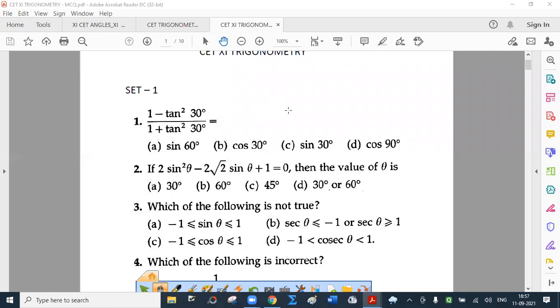Now set 1, first one: 1 minus tan square 30 degree upon 1 plus tan square 30 degree. You may say we will put tan 30. That is not wrong. But this is cos 60 degree, the cos 2 theta formula. Cos 60 degree is half. Now sine 30 degrees is also half. So for the first sum, the correct option is C, Calcutta.